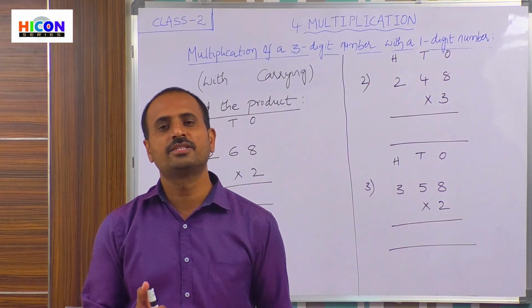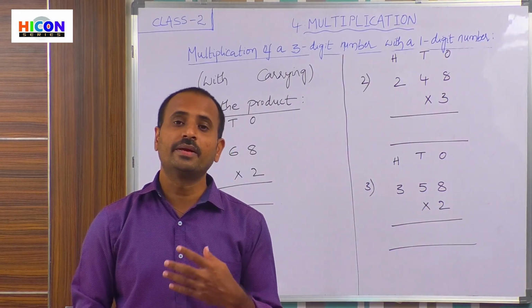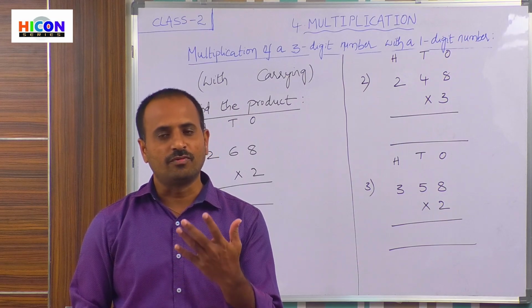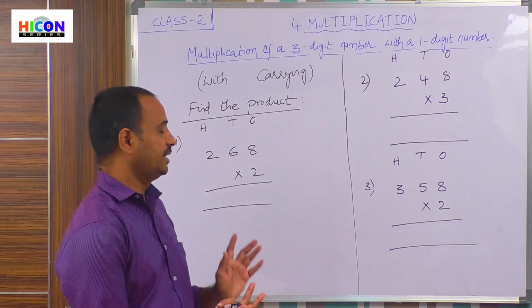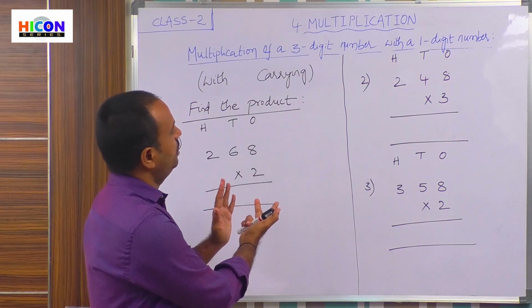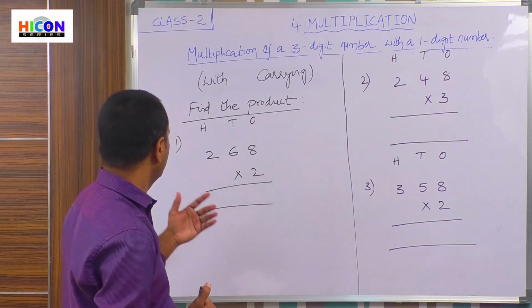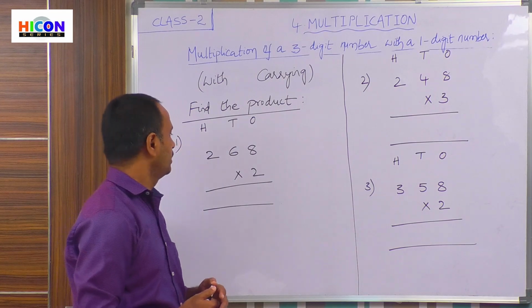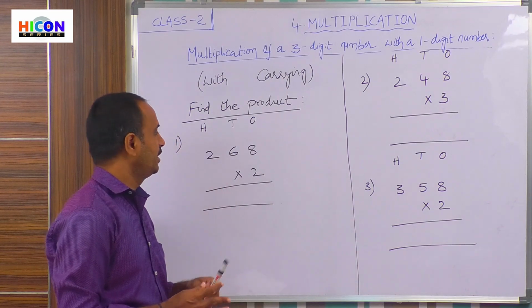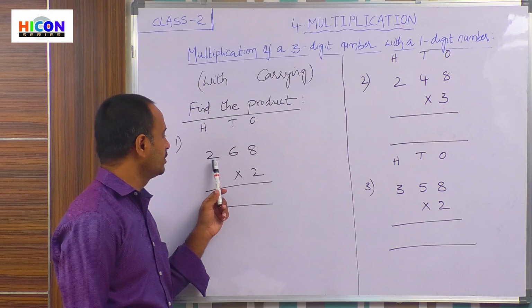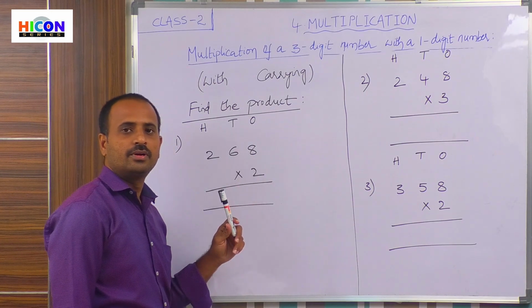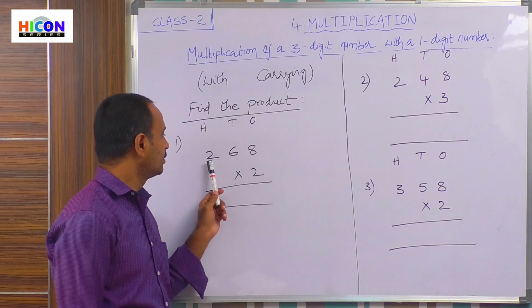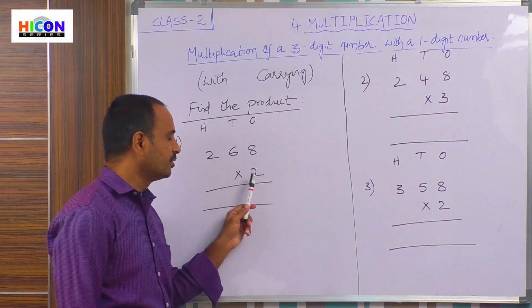Let us practice some more problems on multiplication of a 3-digit number with a 1-digit number with carry. So children, look at the board. Here are 3 problems on the multiplication. See the first problem here. In the first problem, they have given a 3-digit number, that is 268, and a 1-digit number, 2. Now we have to multiply 268 with 2.